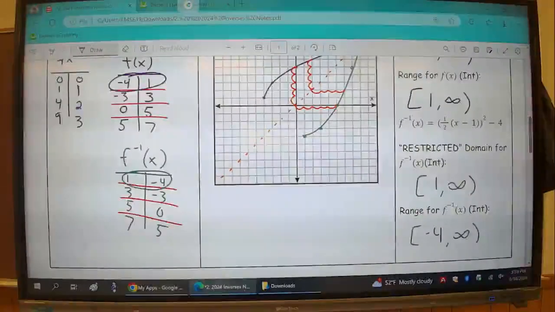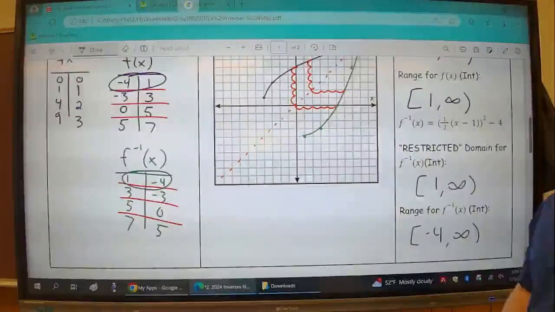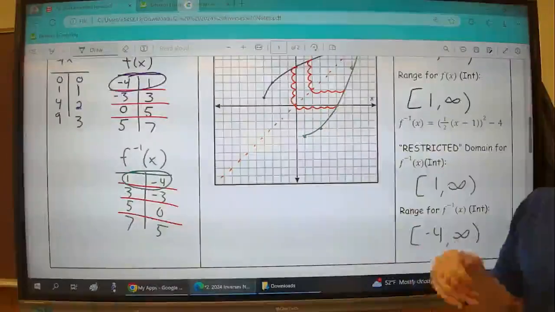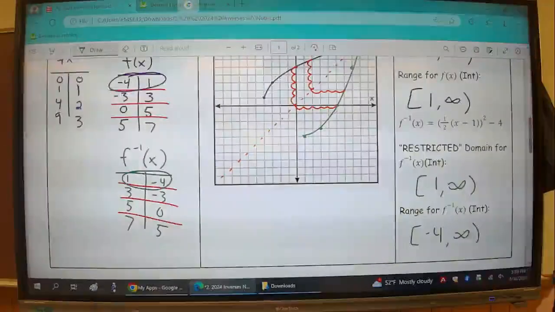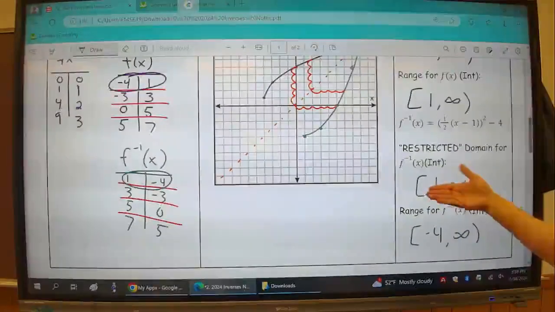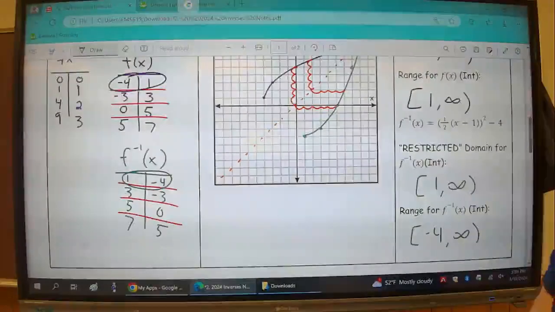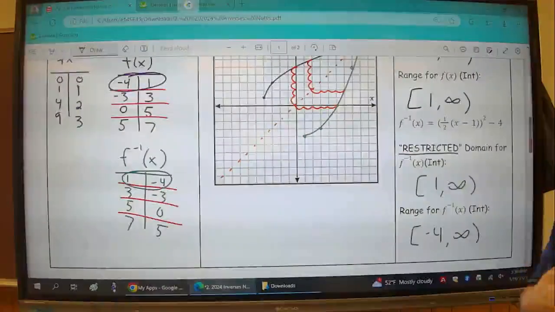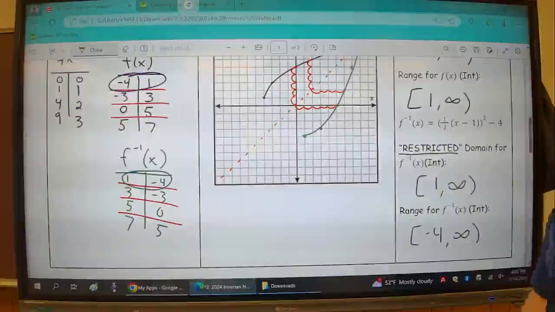To get the domain and range, find the domain and range of your original function, and then invert that. Although there was one key word right here in capital letters, pretty bold: restricted. What does restricted mean?